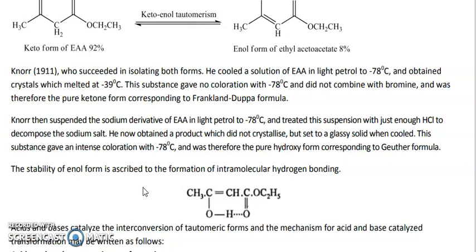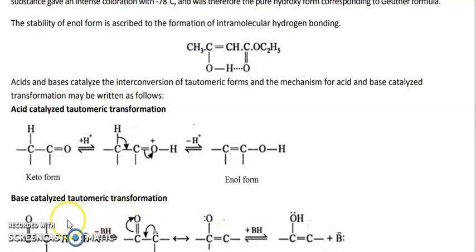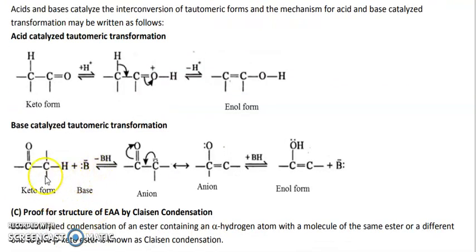The stability of the enol form is ascribed to the formation of intramolecular hydrogen bonding. This is the reason. Acids and bases catalyze the interconversion of tautomeric forms, and the mechanism for acid and base catalyzed transformation is as you can see here. The acid catalyzed tautomerism and the base catalyzed tautomerism start from the keto form. Keto form, base, anion, this is the anion, and this is the enol form.